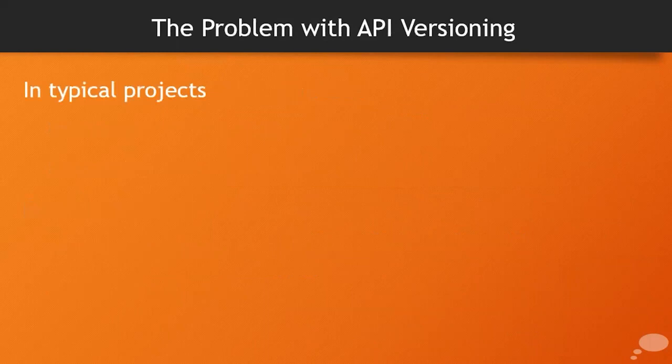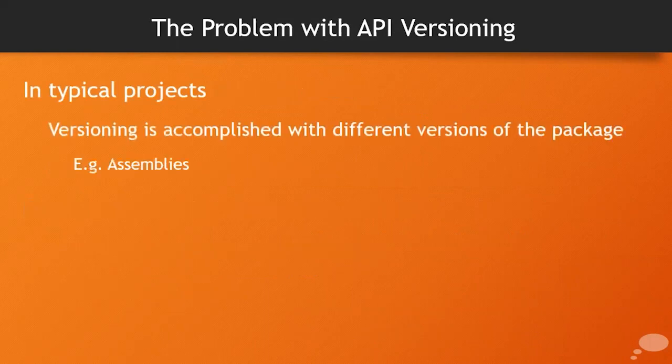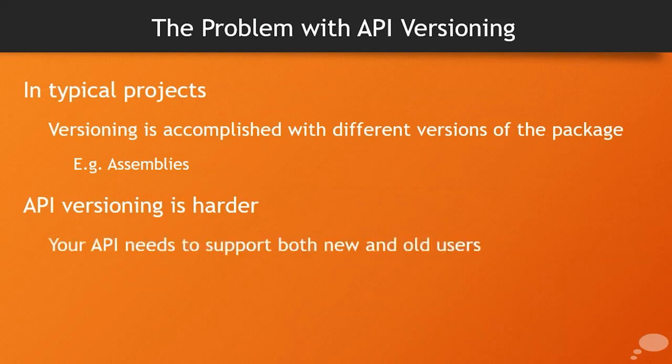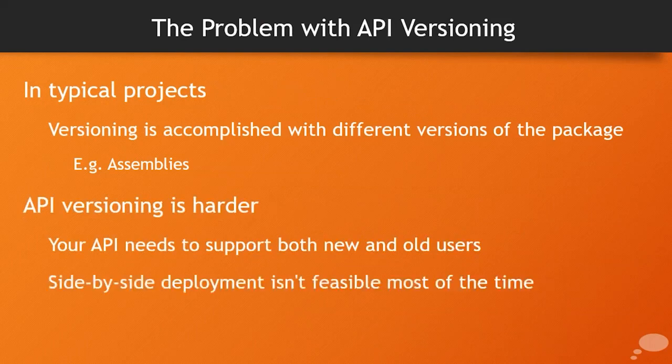The problem with API versioning is that in .NET, versioning is typically handled with different versions of the package. You can think of this as assemblies or NuGet packages. API versioning is more difficult because you don't have the ability to just ship a new DLL, a new assembly, to somebody. And so your API needs to handle both old and new users in this way.